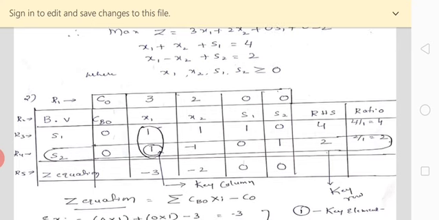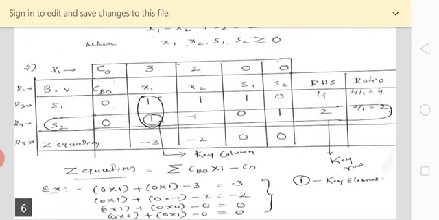Similarly, just observe R4 here. It represents the second constraint, where the x1 coefficient is 1 and x2 is minus 1, and s1 is not present, that's why I have written 0, and s2 is 1. Its constant or RHS value is 2. Okay, now once you have created this, then we go for the next step.